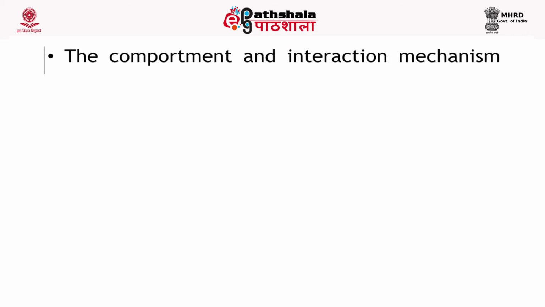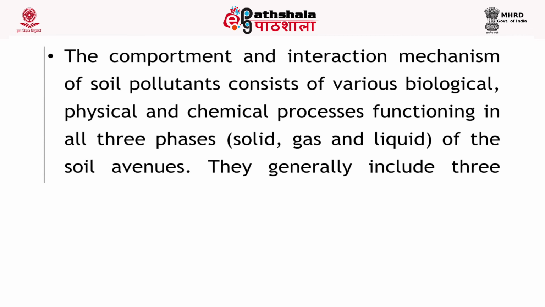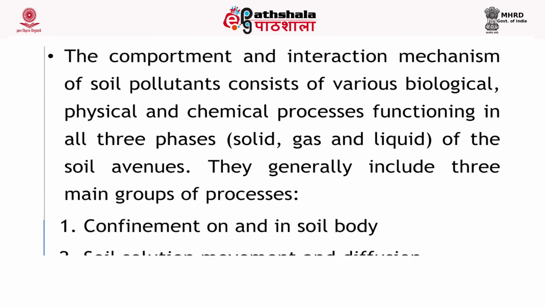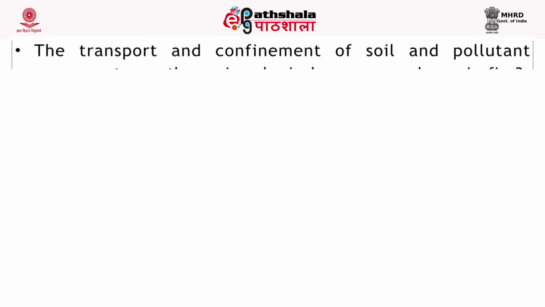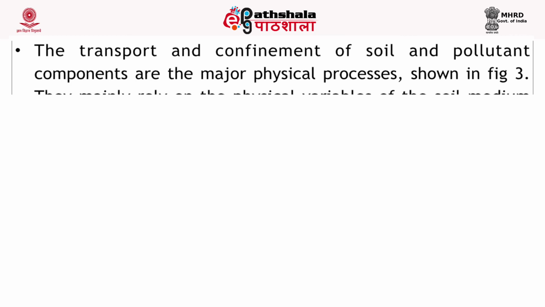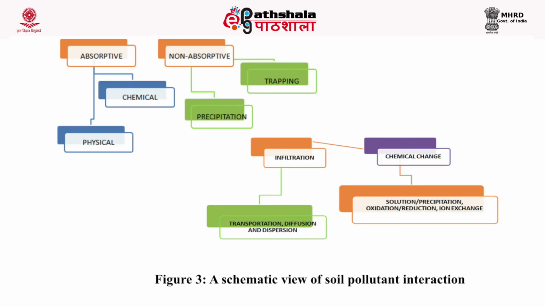The interaction mechanism of soil pollutants consists of various biological, physical and chemical processes functioning in all three phases of the soil. They generally include three main groups of processes: confinement on and in the soil body, soil solution movement and diffusion, and chemical transformation within the soil. The transport and confinement of soil and pollutant components are the major physical processes, which have been shown in the figure. They mainly rely on the physical variables of the soil medium, that is temperature, size, charge, etc.